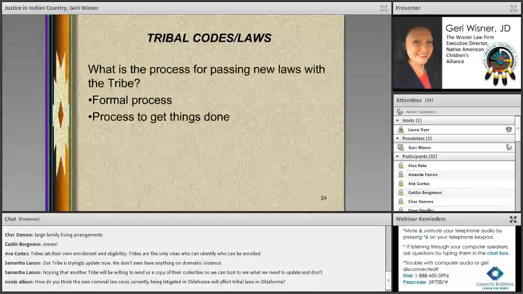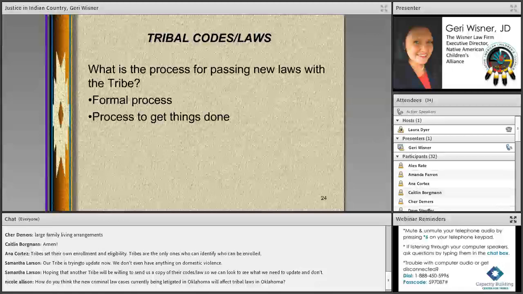Now, let me back it up. What is the process for passing new laws with the tribe? There can be a formal process. We have tribal governing bodies, congresses. We have tribal business committees. They have their formal process.